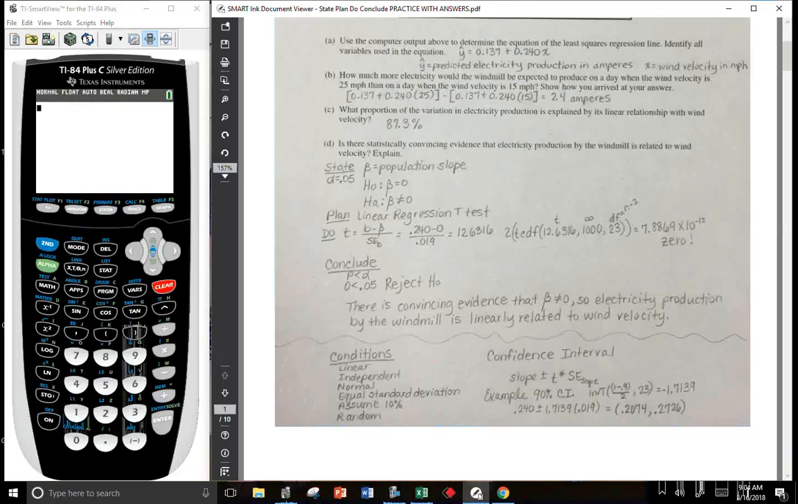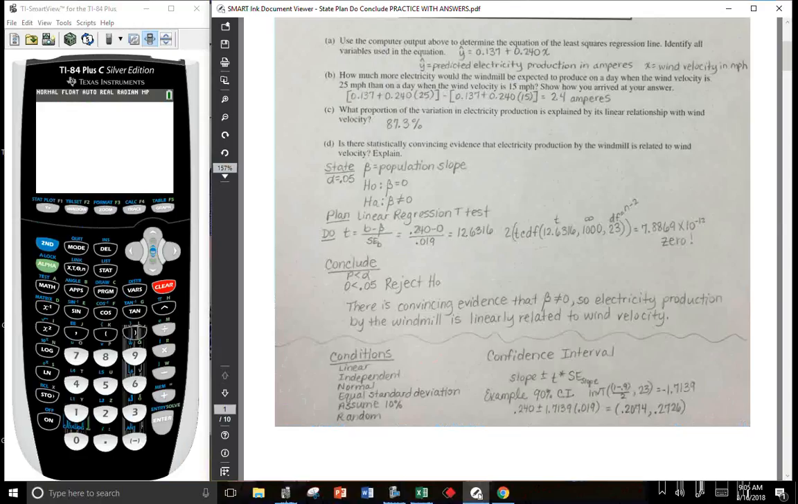So you'll notice I put it under state, but don't forget, don't make my mistake. Remember, when you do state on almost all of our tests, you need to do 4 things. You need to define your variable, H0, HA, alpha. State is always 4 things. Define your variable, that a lot of people forget, H0, HA, and alpha. Okay, so I defined beta to be my population slope.